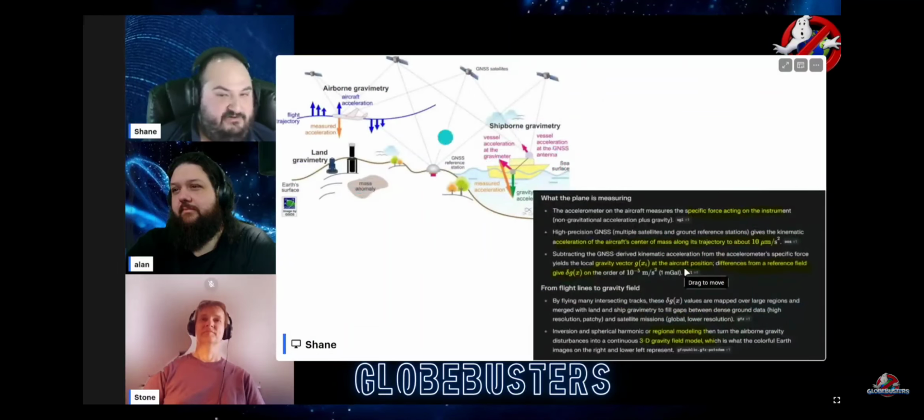And what they're claiming to measure here, of course, is the specific force acting on this plane as it goes this way. And they're kind of measuring out through vector addition what it would be as their local downward acceleration only.